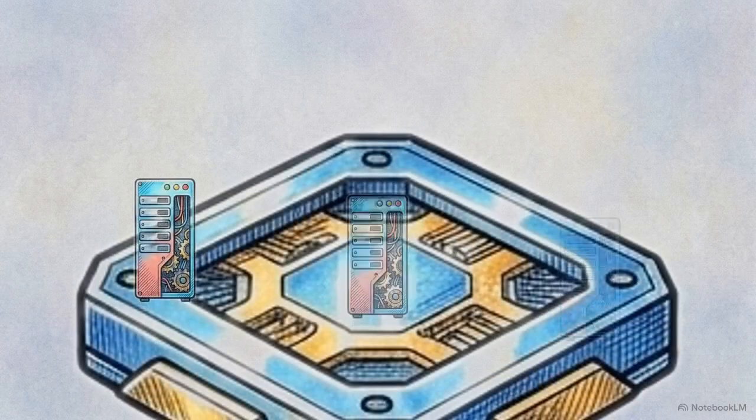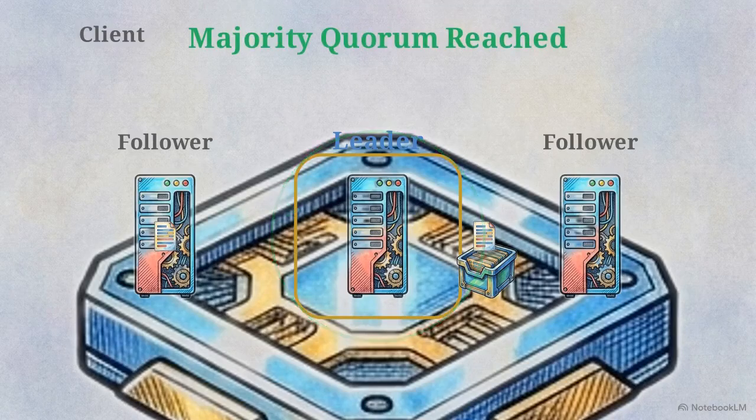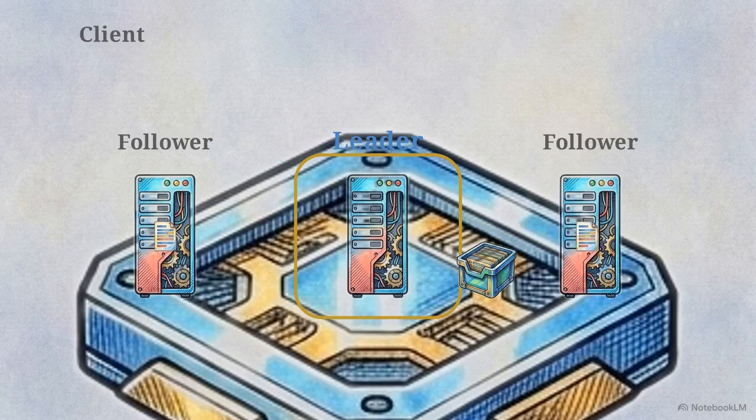Replication groups store physical data across odd-numbered nodes, including 1 leader. To ensure strong consistency, all reads and writes route directly through this leader. It saves incoming writes to an append-only log, waiting for a majority quorum to acknowledge the change before confirming.